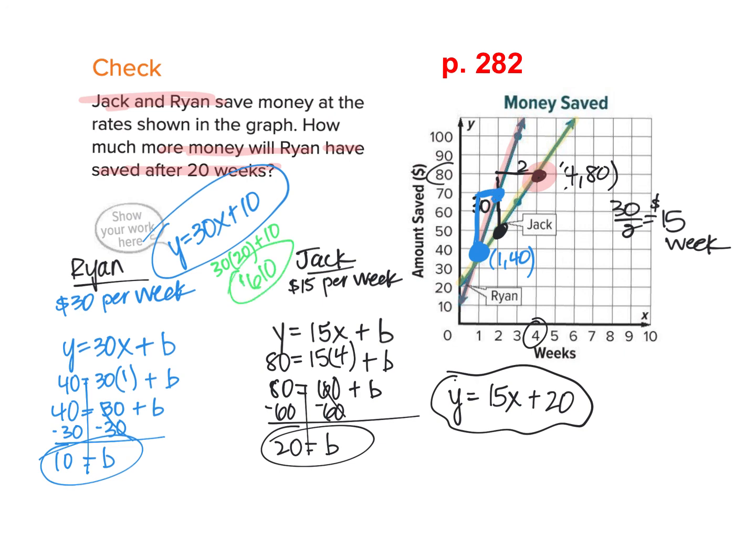Okay, why don't you find out how much Jack has? I'll give you a second. So you're going to do 15 times 20 for 20 weeks plus 20. All right, you should get $320. So my final question is, how much more does Jack have than Ryan? Well, I'm going to do 610 minus 320. Okay, I better type that in again. And I think I end up with $290 more. So Jack has $290 more after 20 weeks for my final answer. So that was a big, long problem, kind of putting everything together that we have done.